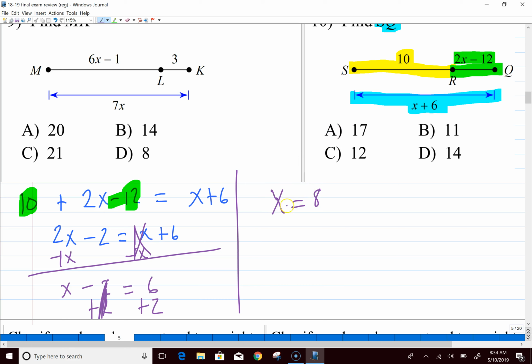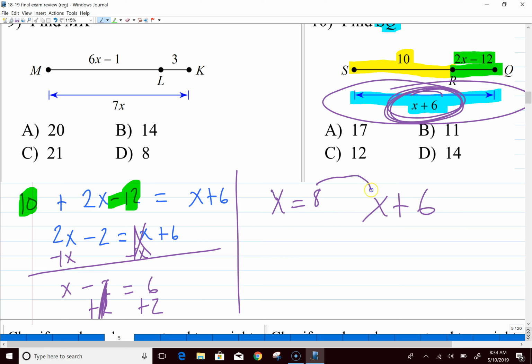Fantastic. No one cares about x right now. We're not solving for x. We're solving for SQ. SQ, I told you, was that part right here. It's x plus 6. X is 8. So put the 8 right there. 8 plus 6. 14.